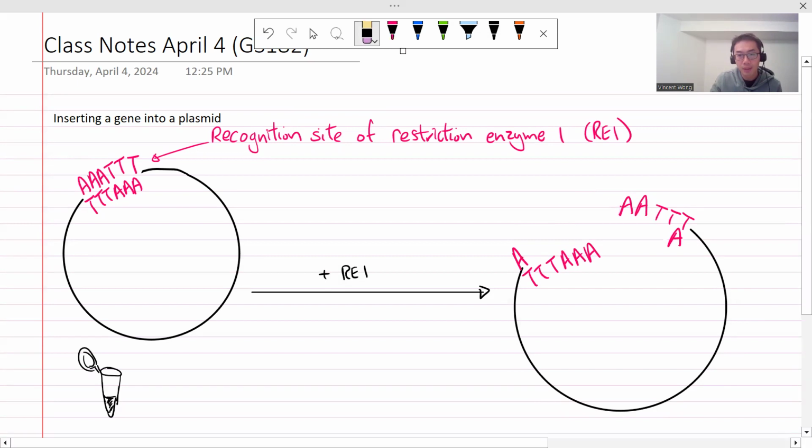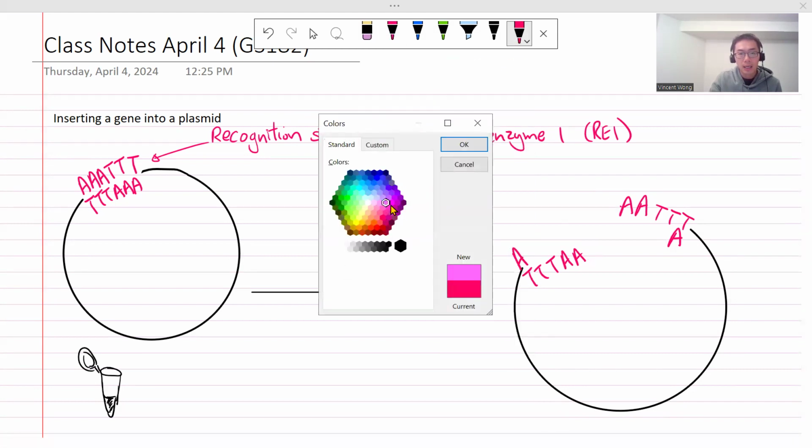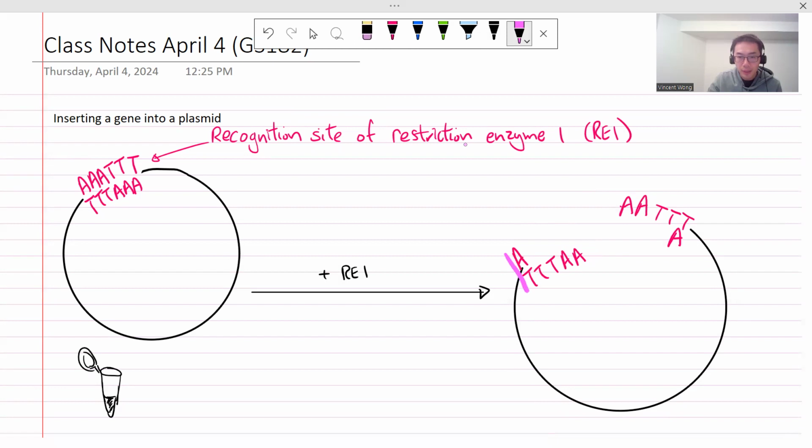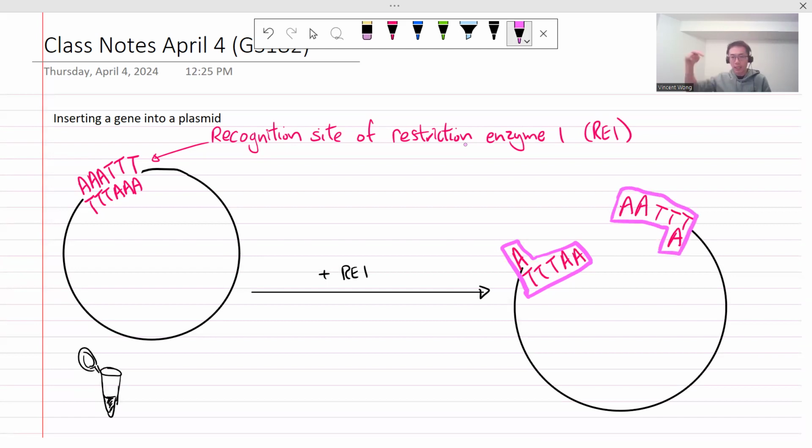No, I think I have an extra one here. Yep, there we go. There's an extra one here as well. Sorry. So we'll cut it up like this. And I know it's difficult to see like that, so I am going to put a little outline around it. So you cut a zigzag, and basically you pop open the plasmid.